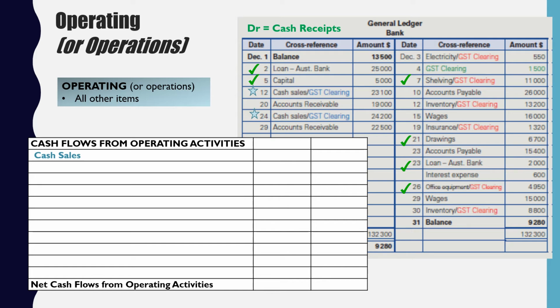On the 12th and 24th of December, we have cash sales that we report in the cash flow statement with a total amount of $43,000 excluding GST. The reason why we exclude GST from here is because we separately report GST received on cash sales in the cash flow statement, and the amount works out to be $4,300. Next, on the 20th and 29th of December, we have receipts from accounts receivable totaling $41,500.